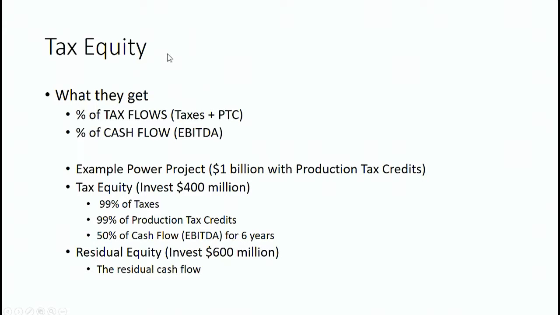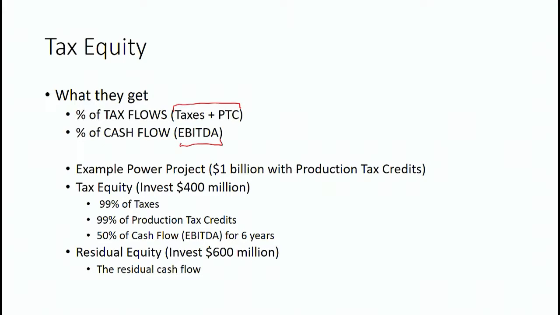So let's look at a tax equity deal, and what do they get? What they do is they get a percent of the tax flows, which we would include taxes and the production tax credit in that bucket. And they also get a percentage of cash flow, of EBITDA.